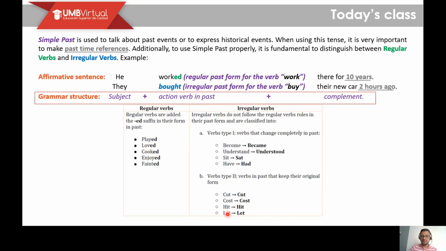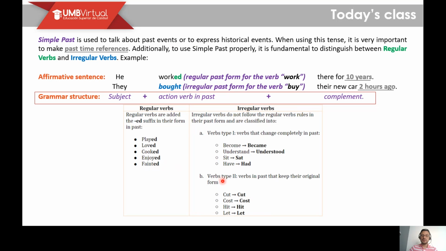The irregular verbs, we need to give an extra classification. The ones that change completely from their base form and the ones that don't change. The first one, the ones that change, we have become, became, understand, understood, sit, sat, have, had. But remember that we have a long list that you need to learn by heart because they are the irregular ones, the ones that you need to learn, and the rest would be the regulars.